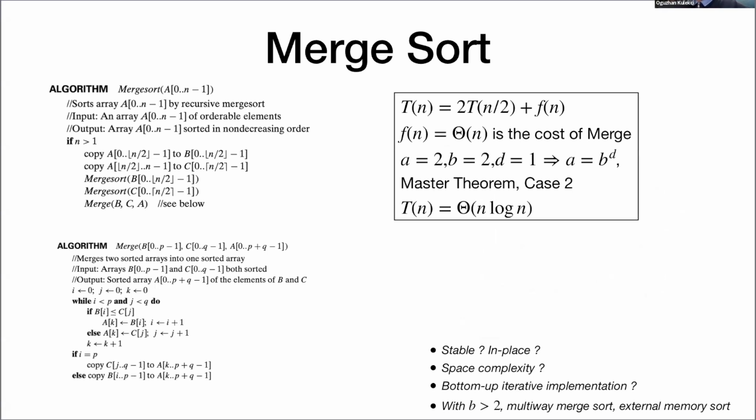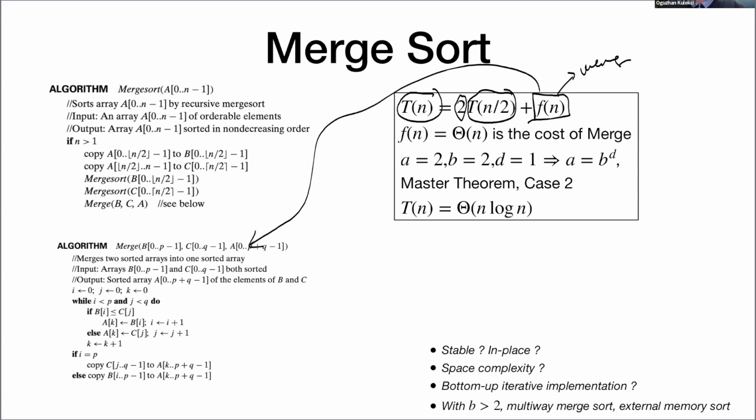So what is the recursion function? What is the recursion representation for the merge sort? To sort n numbers, I will need to sort n over 2 numbers, but I will have 2 such lists. Whenever they are ready, I will need to call the merge operation. So this is my merge. So this is actually this operation, okay?